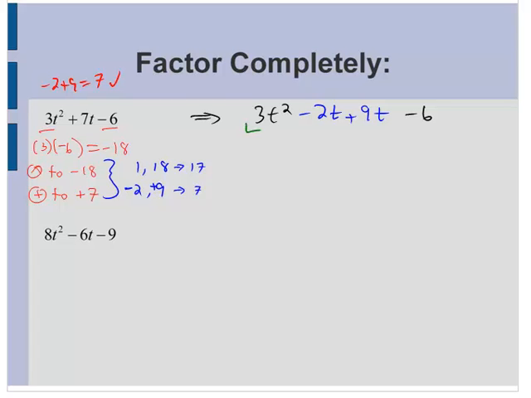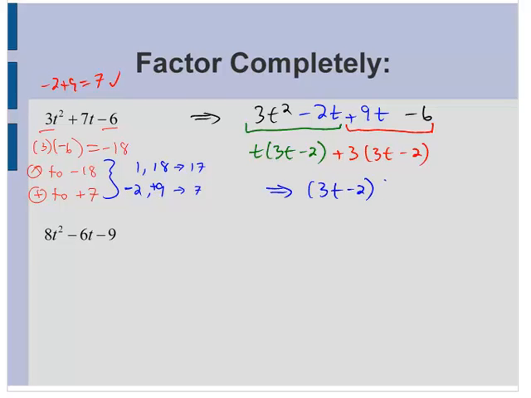Alright, factoring by grouping. 3t squared minus 2t factors as t by 3t minus 2. And then let's see, plus 9t minus 6 would factor as plus 3 by 3t minus 2. And so this would factor completely as 3t minus 2 by t plus 3. Alright, why don't you pause and try the next one on your own.